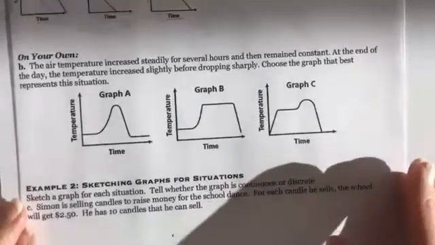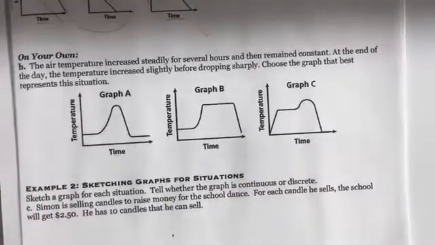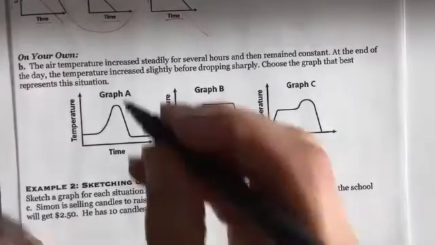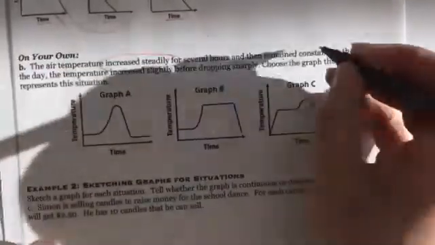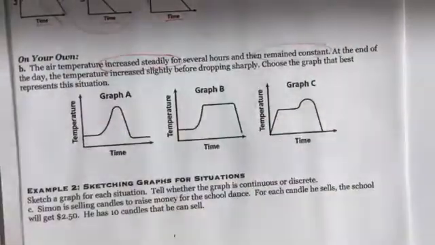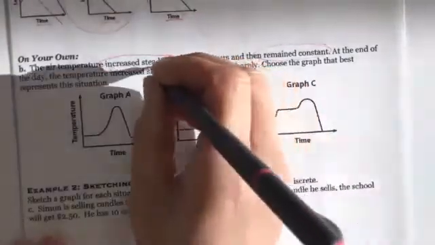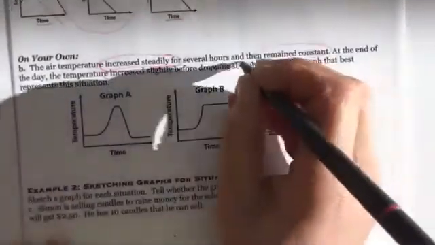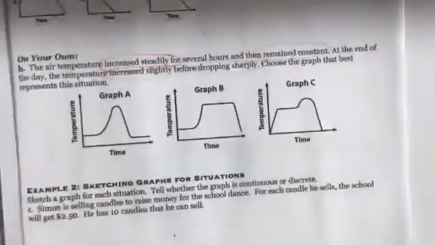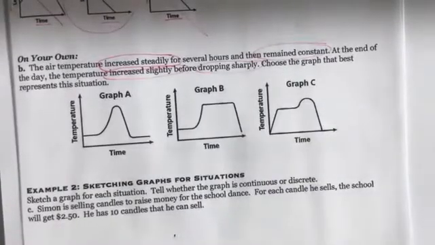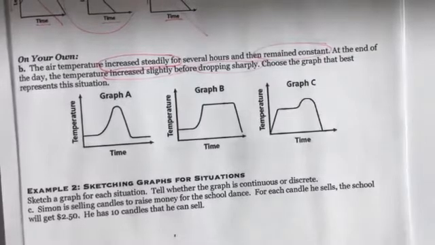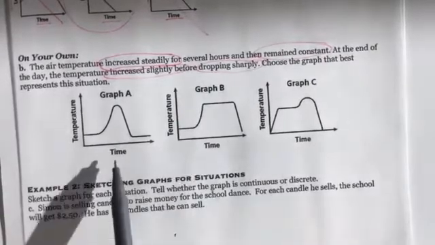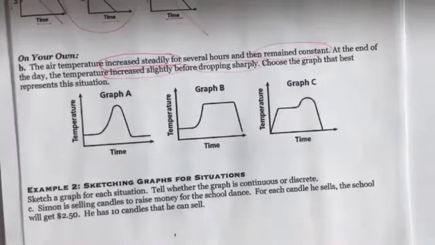Okay, so this one kind of says on your own. I'll read it to you and I'll let you guys think about it for a second. The air temperature increased steadily for several hours and then it remained constant. So we've got increased steadily, remained constant. At the end of the day, the temperature increased slightly before dropping sharply. So pay attention to those key verbs. Choose the graph that best represents the situation. So why don't you guys just take a second and see if you can figure out what graph. We have time and temperatures are two different choices.